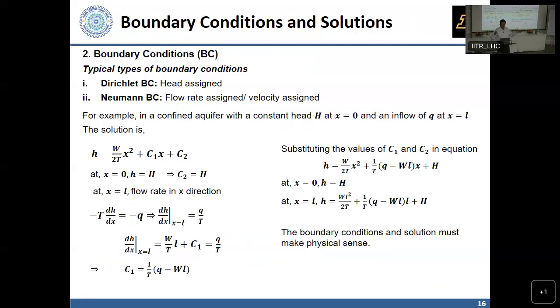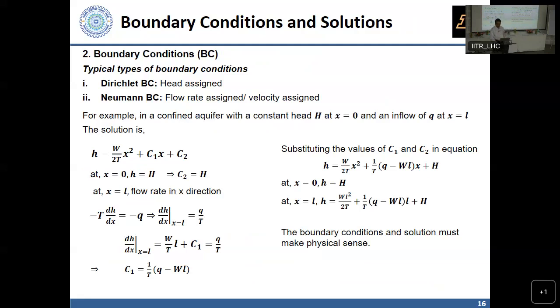If you apply boundary conditions, that means at x equals 0 and at x equals L, for instance, it means that this solution is only valid when x is between 0 and L. It doesn't tell you anything about what the piezometric head is at values of x less than 0 or values of x greater than L. That's what the idea of having those boundary conditions means.